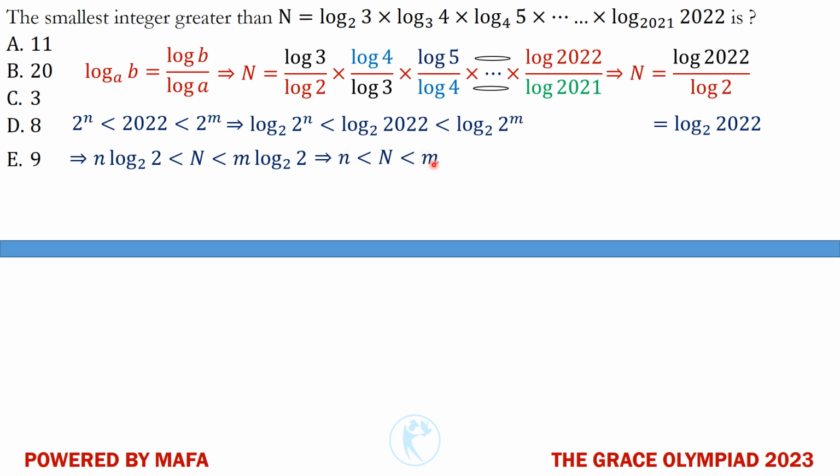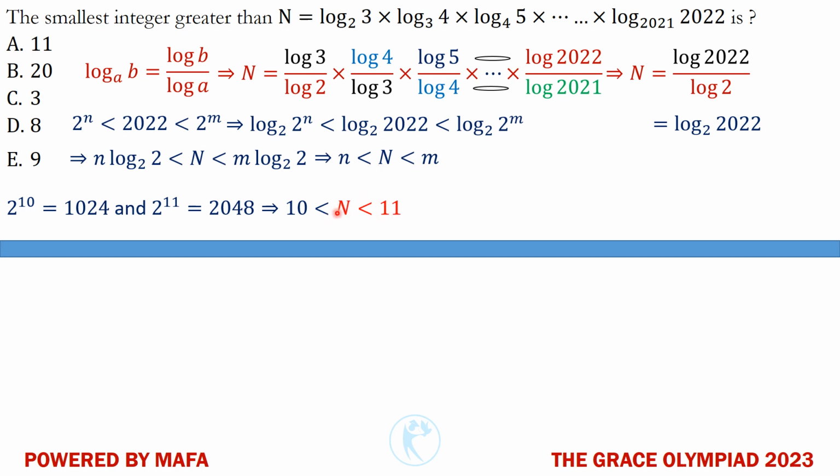Remember that this n and m are supposed to be very close to each other, and we see that if our n is 10, then 2 to the power 10 is 1024. 2 to the power 11, taking m to be 11, is 2048. So we see that these are the closest two values, these are the closest powers of 2 which 2022 lie between. So automatically we can say that 10 is less than n, less than 11. But what do we need? We need a smallest integer that is greater than n, meaning that n should be less than that integer, right?